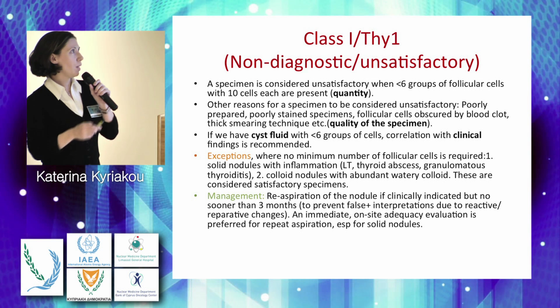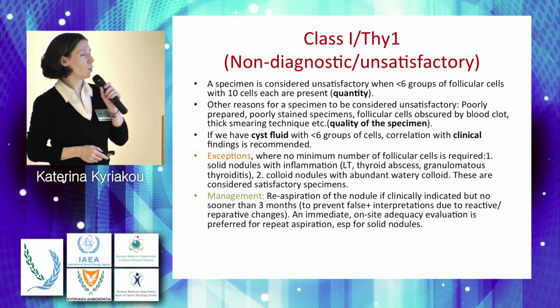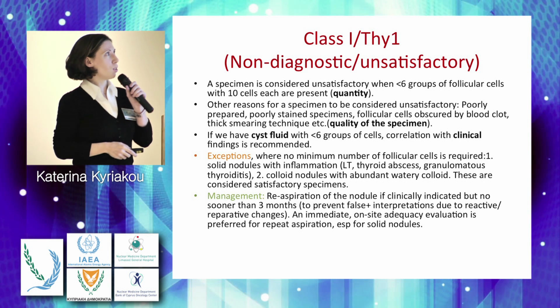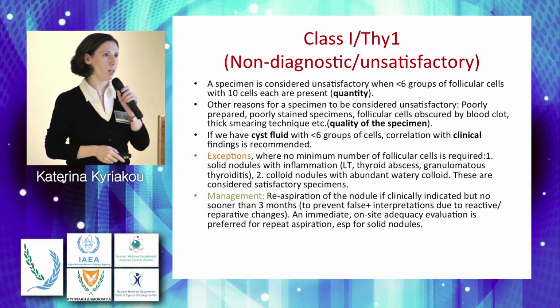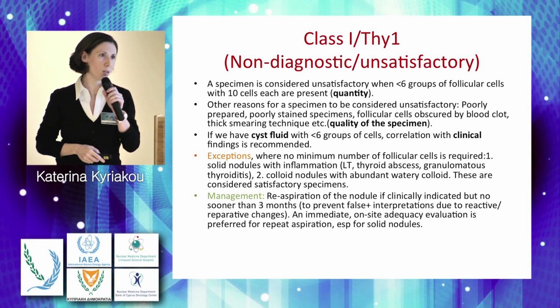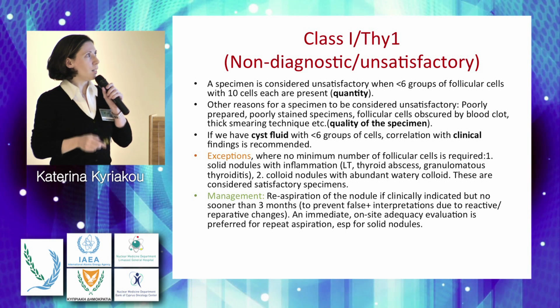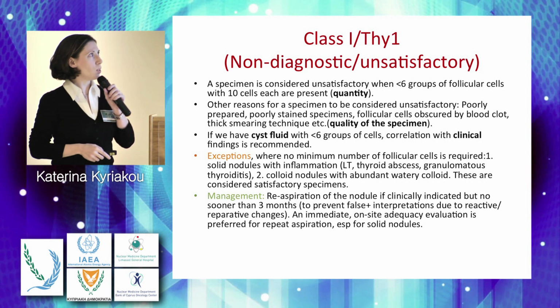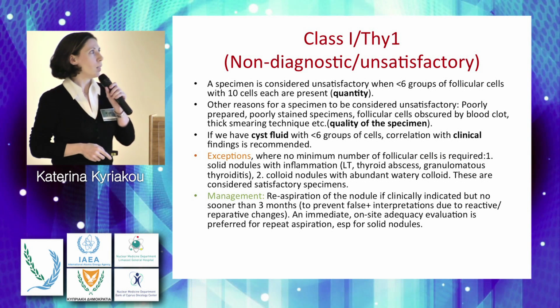The first category is class 1 in the Bethesda and Thy 1 in the British Thyroid Association classification system, and it is the non-diagnostic unsatisfactory category. So for a specimen to be satisfactory, it has to have more than 6 groups of follicular cells with 10 cells each. And if it is less, then the specimen is considered non-diagnostic or unsatisfactory. This is the quantity of the specimen.